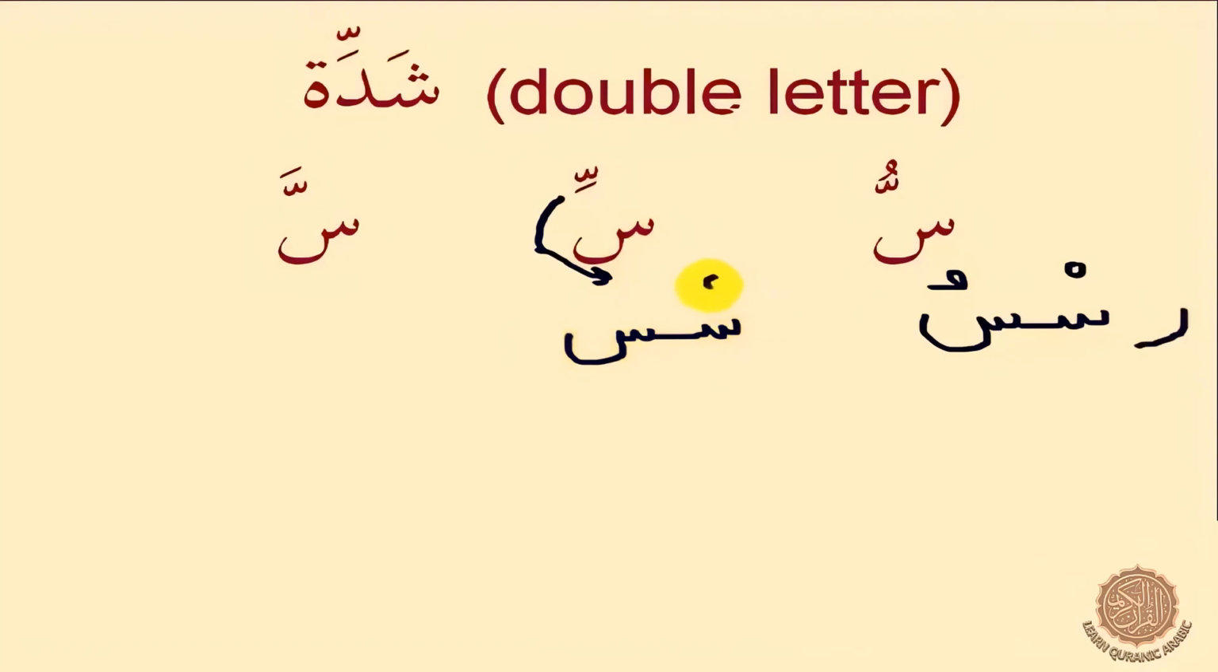The sukoon is on the first, followed by the kasra on the second. So if we put the ra once again, it would be pronounced rassi, rassi. Notice how I give emphasis to this seen. It's the doubling of the letter. Not rasi, rassi. And similarly, the seen with the shadda and fatha is a seen, another seen.